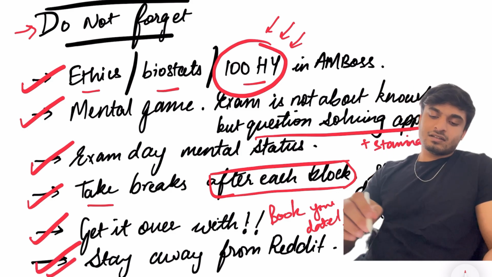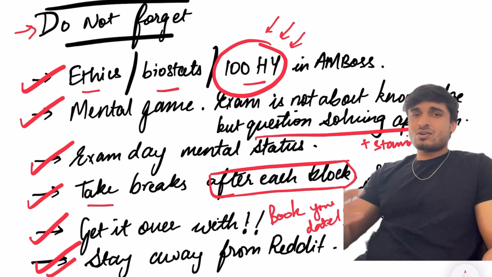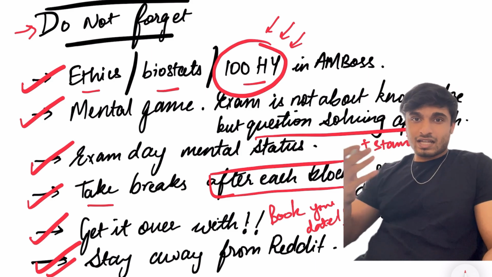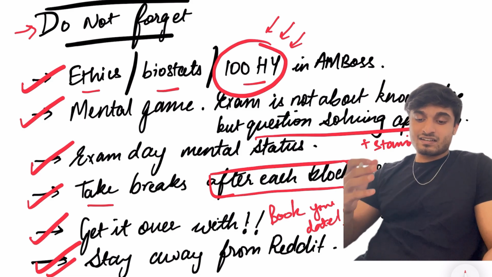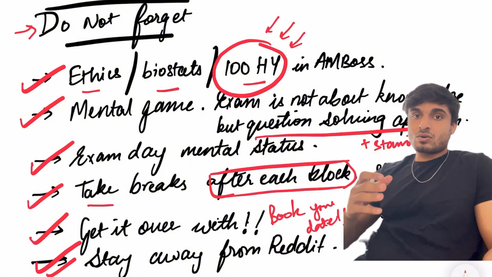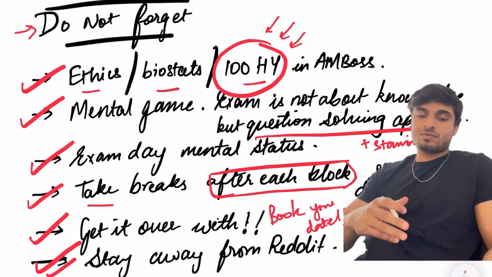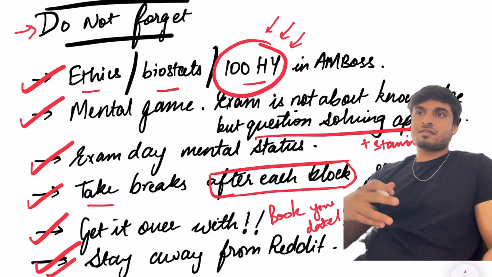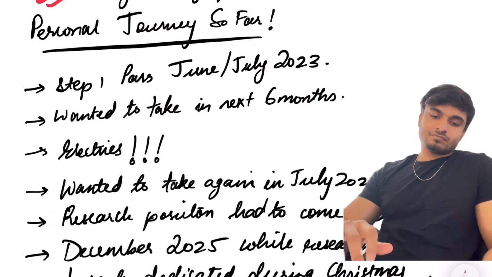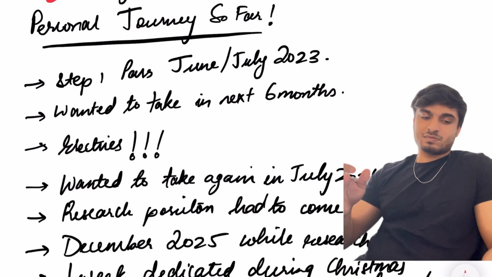Stay away from Reddit. There's a bunch of posts like, oh, I got 270, will I match into IM? You don't need to be carrying all of that negativity with you. Use Reddit only if you think that you really need help. Sometimes Reddit can be useful. Don't go out there looking at scores, what other people are doing. Stop comparing.